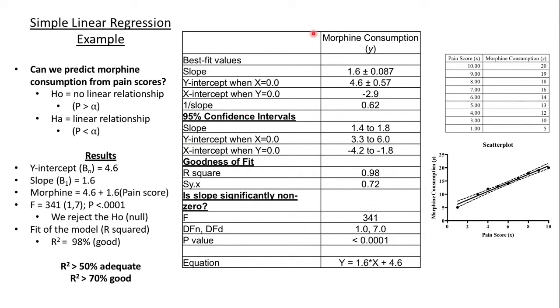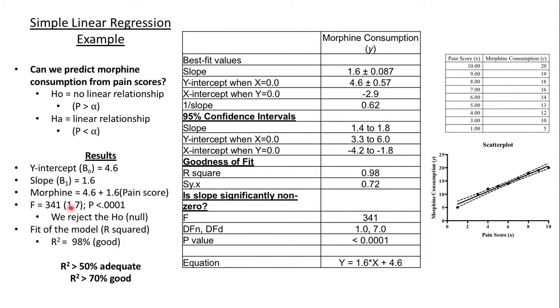So what we did, I ran this through GraphPad. I ran some statistics. So our y-intercept was 4.6. Our slope was 1.6, or that was our regression coefficient. So if we were to put that into a regression to try and predict, we would have 4.6 plus 1.6 times the pain score would equal how much morphine was consumed. This is the result of that statistical test.